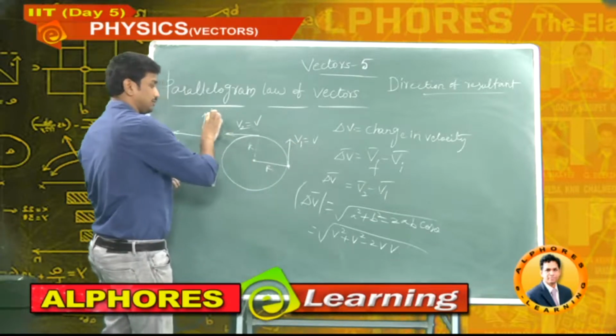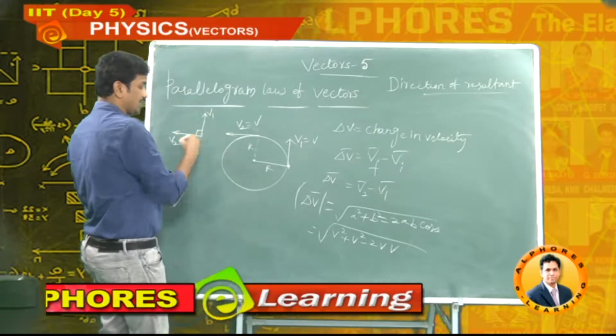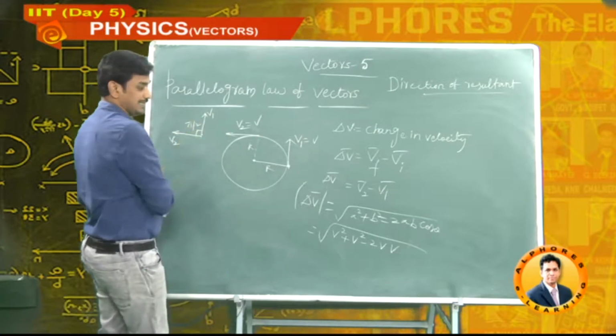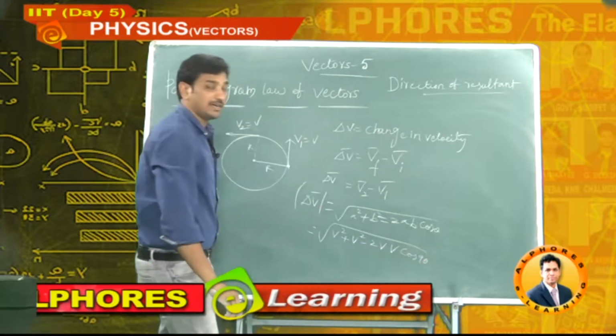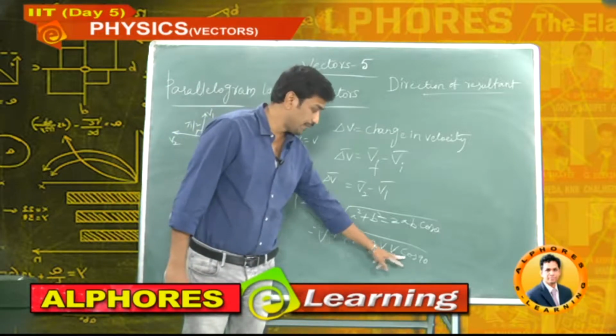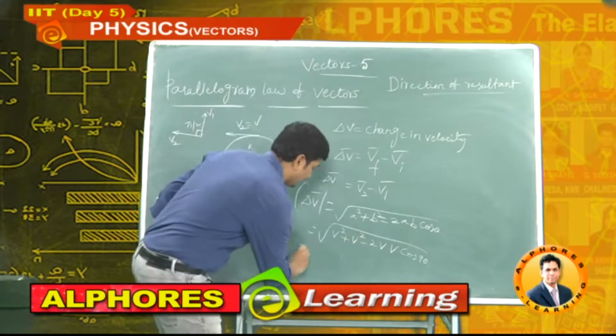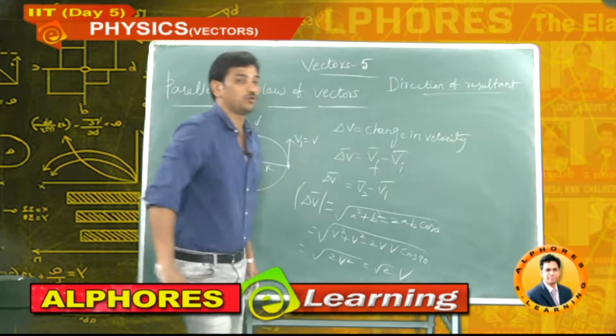V1 parallel shifted here, V2 parallel shifted here. See, two tails joined. Now, what is the angle? 90 degrees. Here we can substitute cos 90. What is the value of cos 90? Cos 90 value 0. Now, it will become 0 under root 2v square. What is the answer? Root 2v.